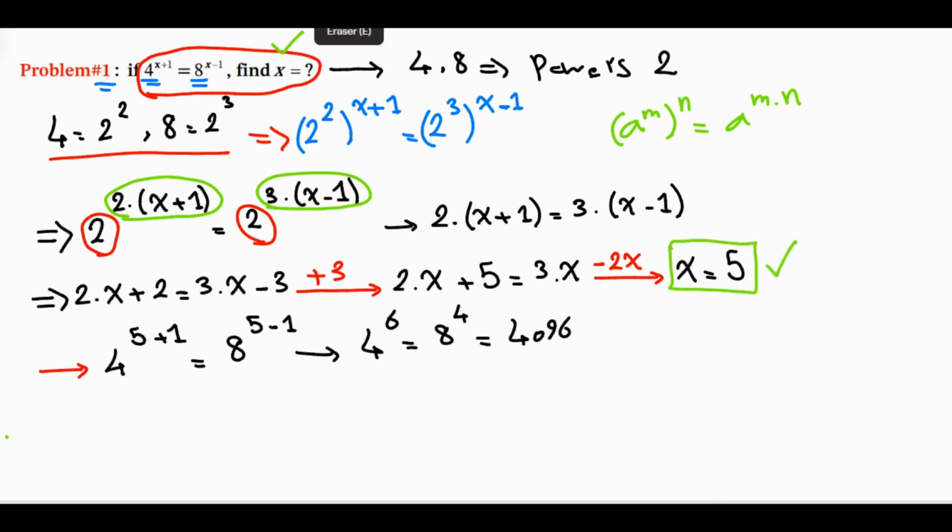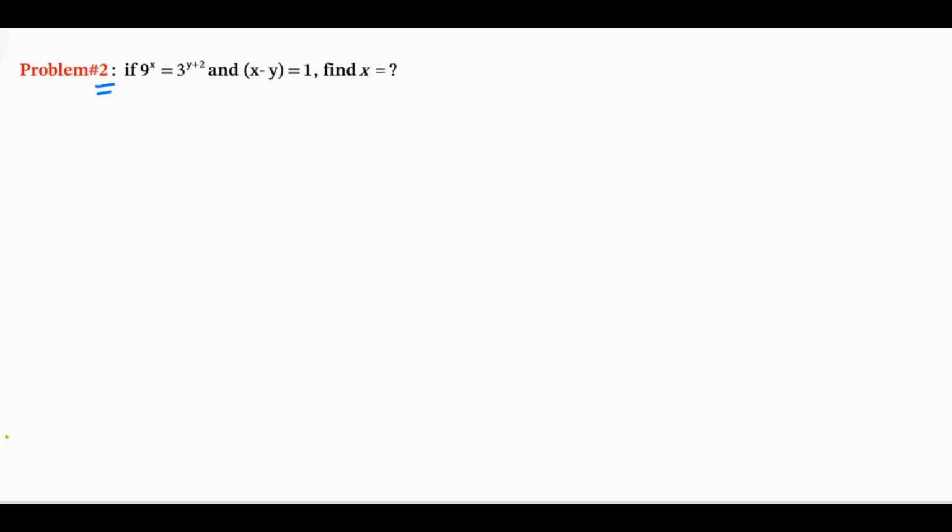Alright, next one is a little trickier. Problem number 2. If 9 to the power of x equals 3 to the power of y plus 2 and x minus y equals 1, find x.